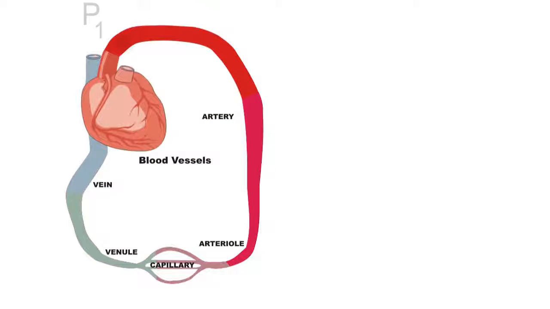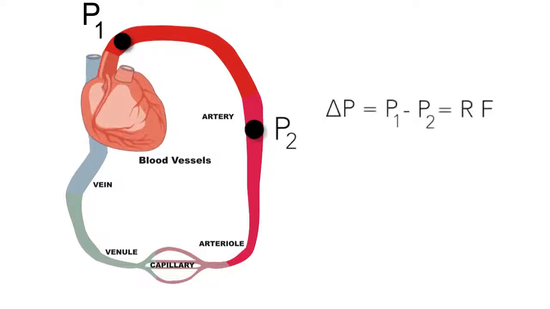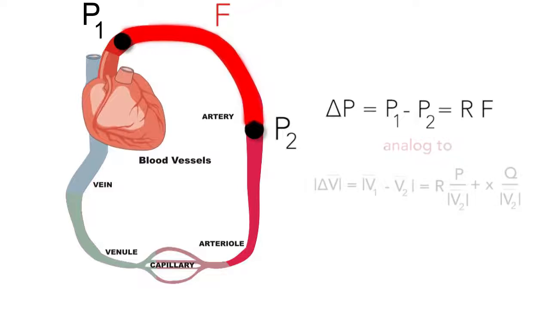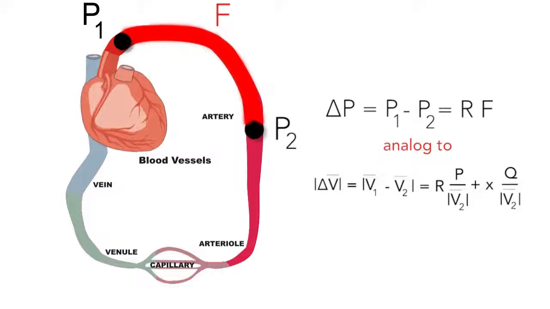The pressure at the beginning is P1, and it is higher than the pressure at the end of the artery, P2. If the blood flow is represented by F, then the relationship between flow and pressure is given by: pressure difference is equal to the artery resistance R times the blood flow.